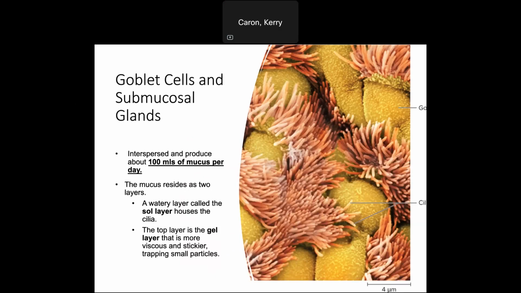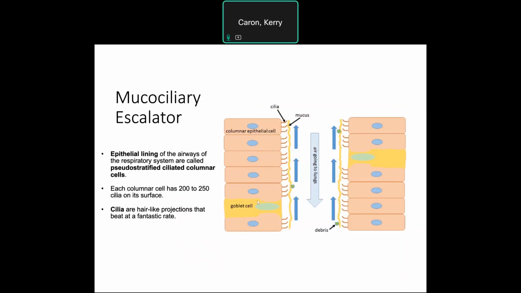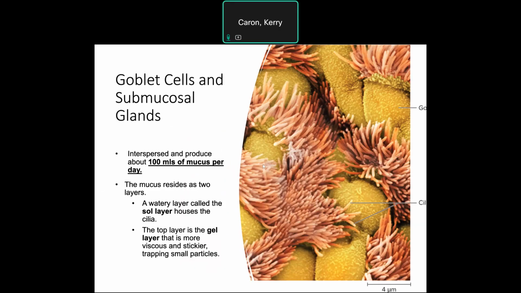Also, and you can see it in this picture here, there are goblet cells in the trachea. Goblet and submucosal cells are interspersed. These goblet cells produce about 100 mLs of mucus a day. And mucus may sound gross, but it serves a very important purpose.